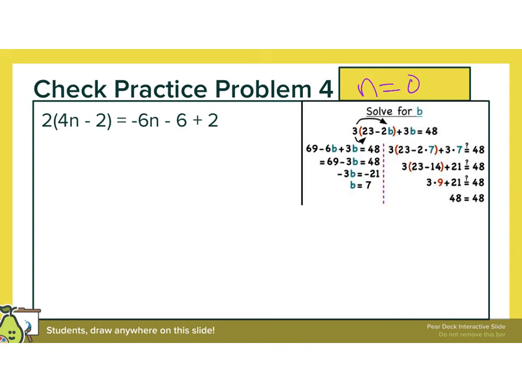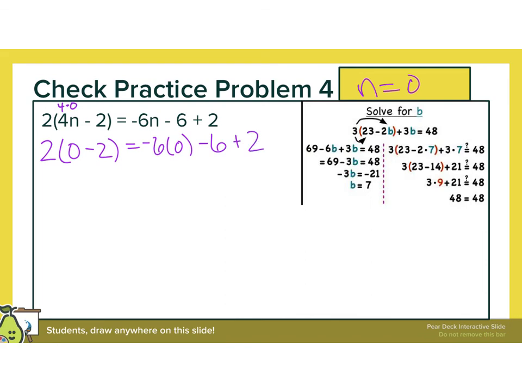When you get zeros as your answer, it kind of makes the check easy because we know anything times 0 is 0. So we're going to do 2. I'm going to multiply this out before I plug it in. 4 times 0 is 0. And then bring down the -2. Equals -6 times 0. Bring down the -6.